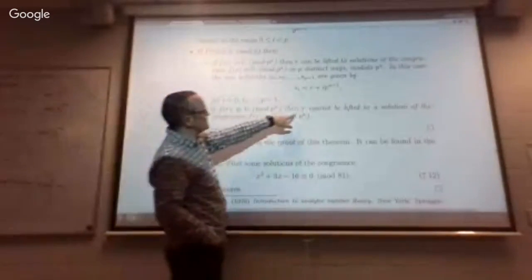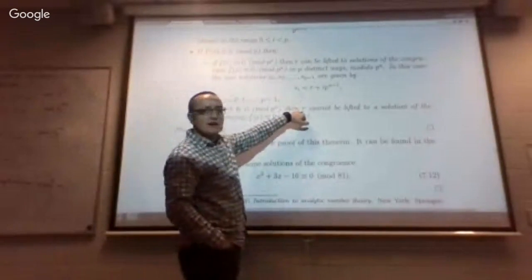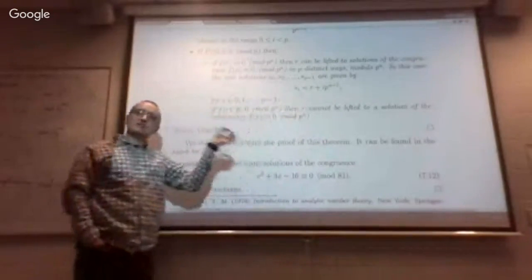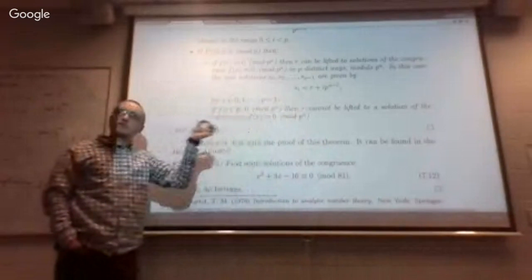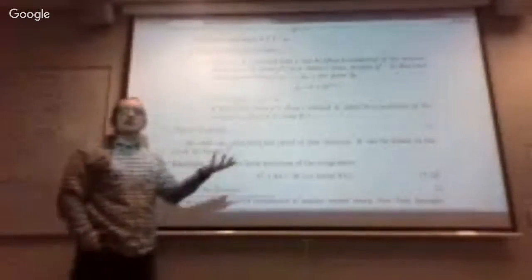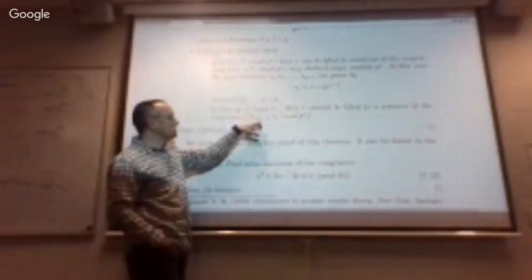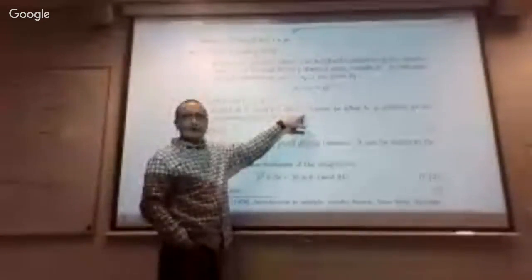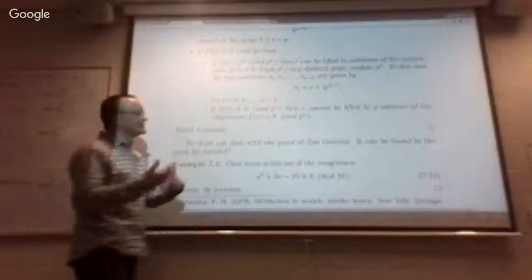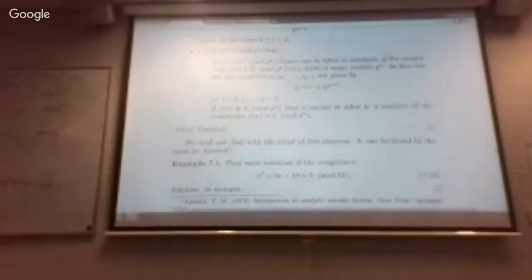Or in this other subcase here, it tells you that the r solution you had to f of x congruent to 0 modulo p to the a minus 1 cannot be lifted. It cannot be associated to any solution to f of x congruent to 0 modulo p to the a. So that's what we mean by solution lifting.